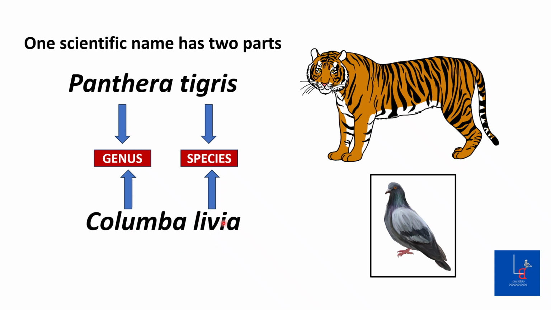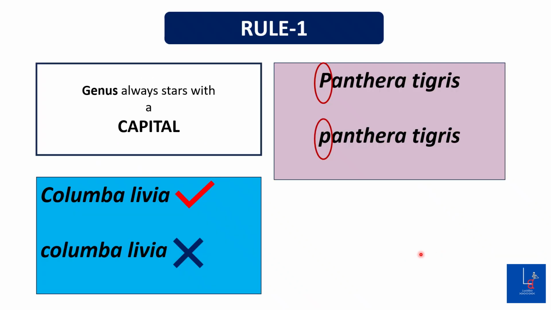The first thing we keep in our mind is that each scientific name must have two parts: the first one is genus, the second one is species. Sometimes there is a third part, but don't focus on that now. Only keep in mind there are two parts, first genus, second species. There are four simple rules for a scientific name.